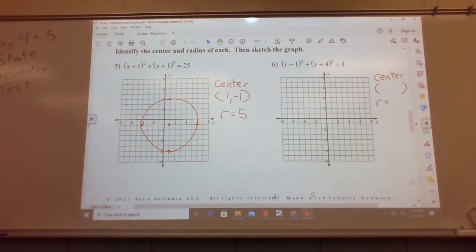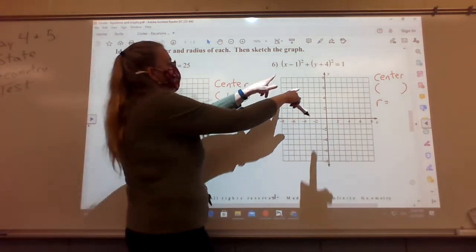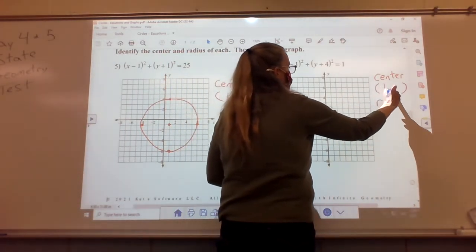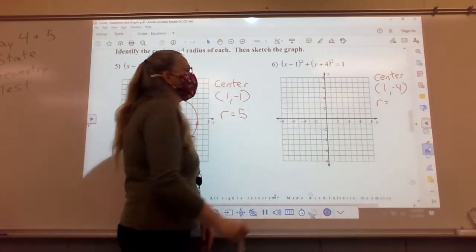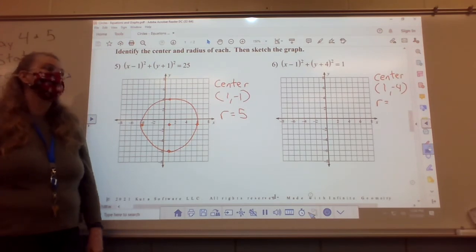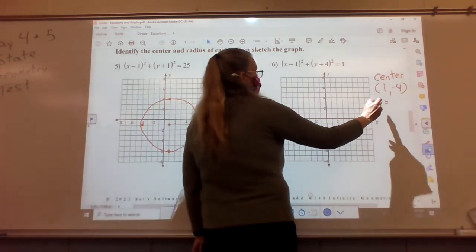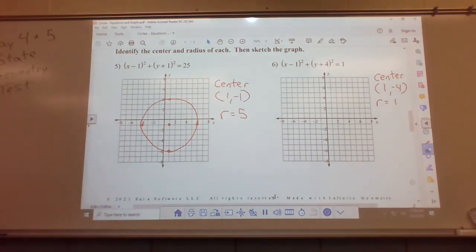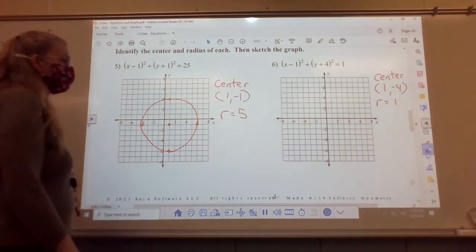So where's the center of this circle from the equation? What's my center ordered pair? 1, negative 4. Because remember, it comes from these, positive 1, negative 4. The last number is 1. My radius is going to be still 1, because the square root of 1 is just 1. So I'm going to end up with a tiny little circle. They gave us a pretty big graph for a tiny little circle.